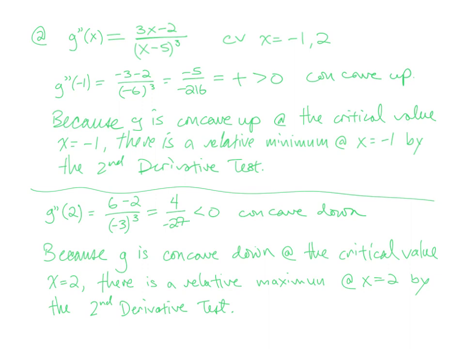It's because g is concave up, right? We use concave up to describe the original function. Because g is concave up at the critical value x equals -1, there's a relative minimum at x equals -1 by the second derivative test. And then a very similar statement down here.